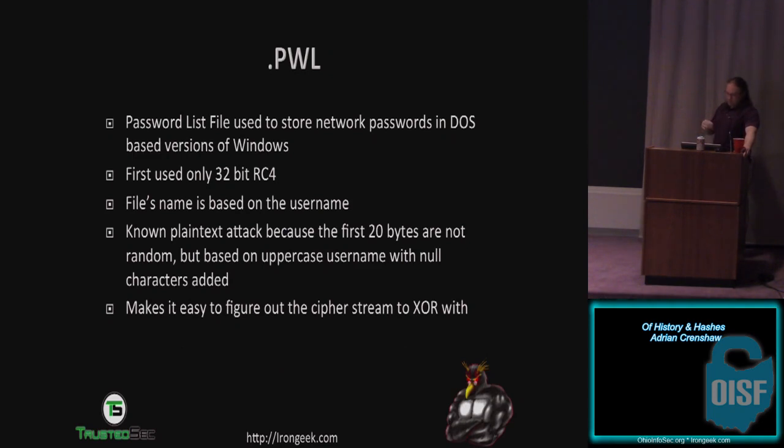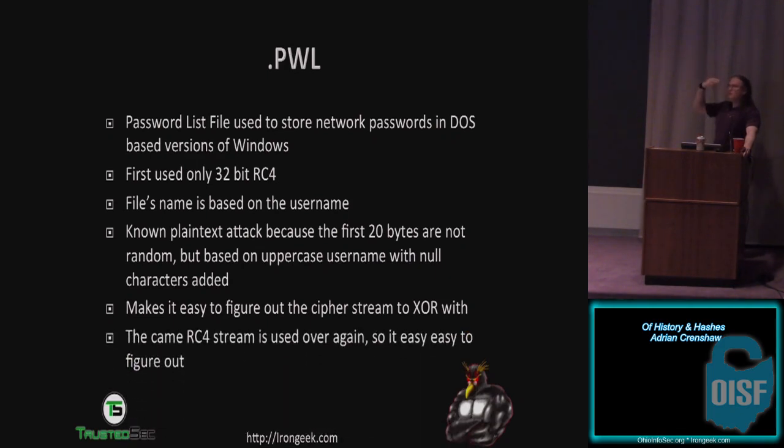So this makes it easy to find out the cipher stream. You just have to do a little XOR operation. And they use this RC4 algorithm over and over again on multiple entries in this particular PWL file. So since you knew part of one of them, you could find the results in the other sections as well.